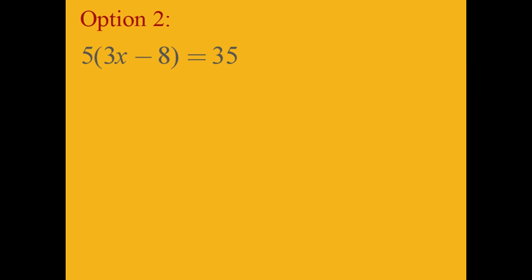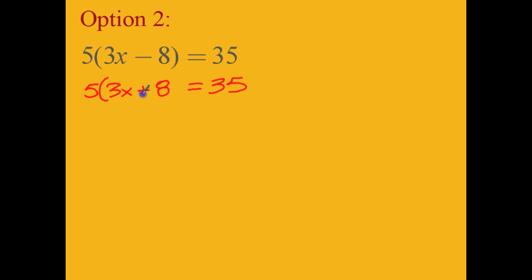And let's look at it this way. Instead of reversing the order of operations, let's use the distributive property first, and look at it as simplifying it first. Let me rewrite it: 5 times (3x minus 8) equals 35.